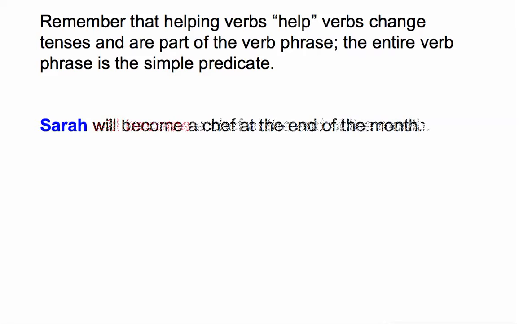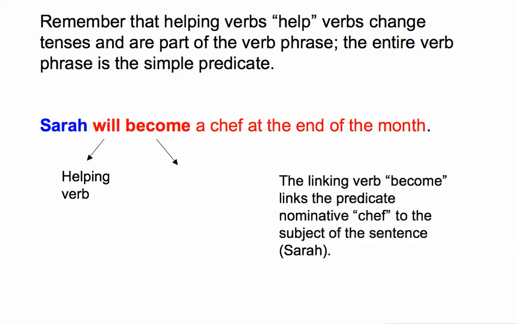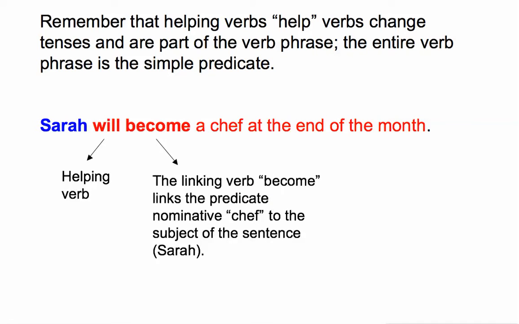What will Sarah do? She will become. Both of those words are the verb phrase. Therefore, will become is the simple predicate. What will Sarah become? A chef at the end of the month. Chef, well, will is the helping verb. Become is the linking verb. It links the predicate nominative chef to the subject of the sentence, Sarah. At the end of the month are two prep phrases that tell us more about when she'll become a chef.